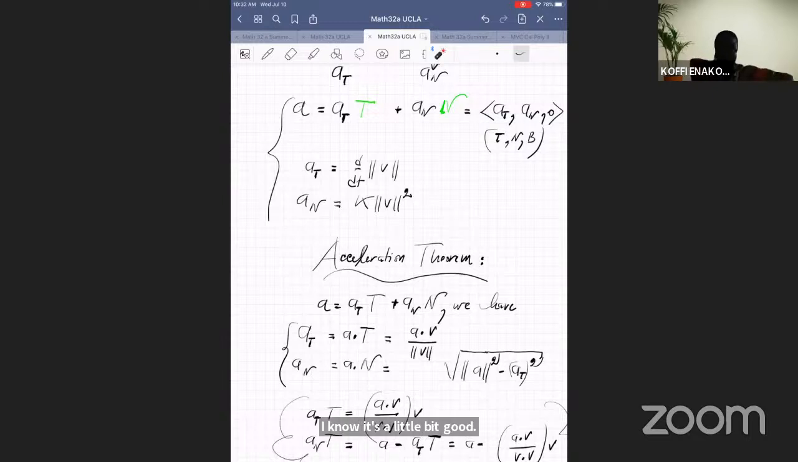Okay, so I know it's a little bit brutal, but if you take your time and read the proof, the one that I just did, it's part of the textbook. I didn't go further than what the textbook is saying in this context. So you can use the textbook to understand the proof of this theorem.